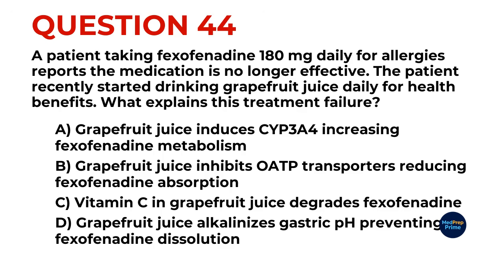Option A. Grapefruit juice induces CYP3A4, increasing fexofenadine metabolism. Option B. Grapefruit juice inhibits OATP transporters, reducing fexofenadine absorption. Option C. Vitamin C in grapefruit juice degrades fexofenadine. Option D. Grapefruit juice alkalinizes gastric pH, preventing fexofenadine dissolution.